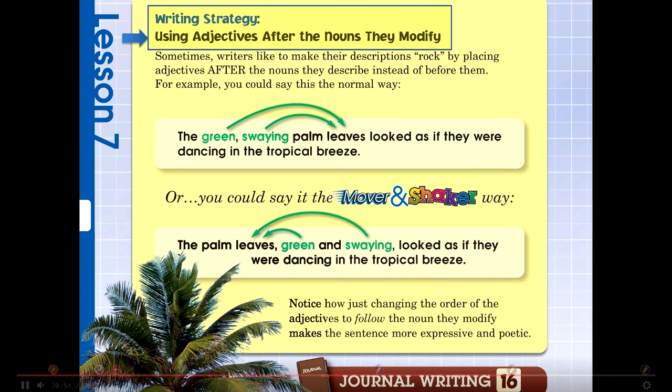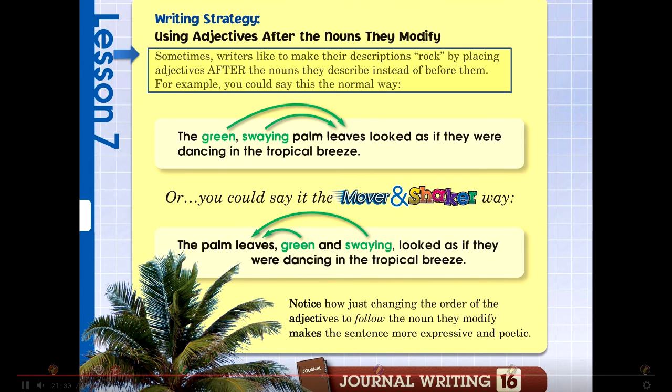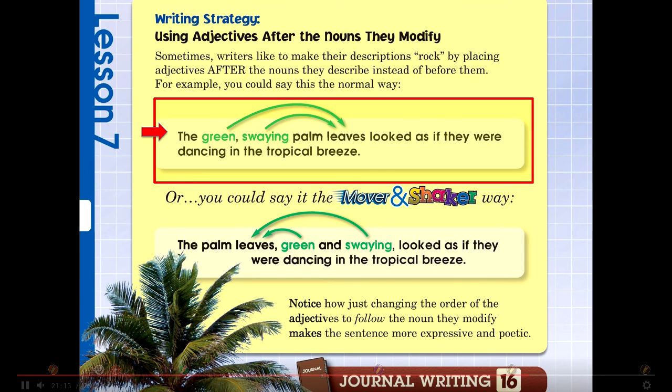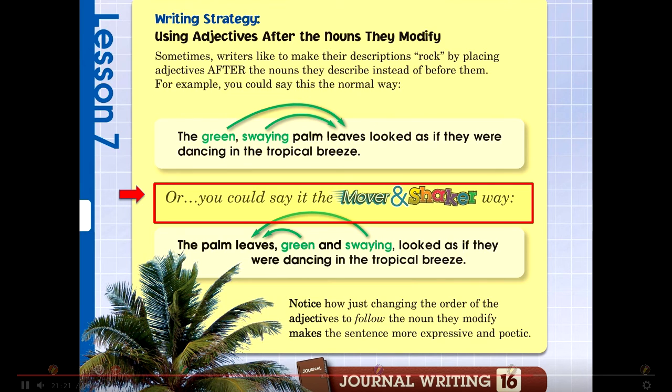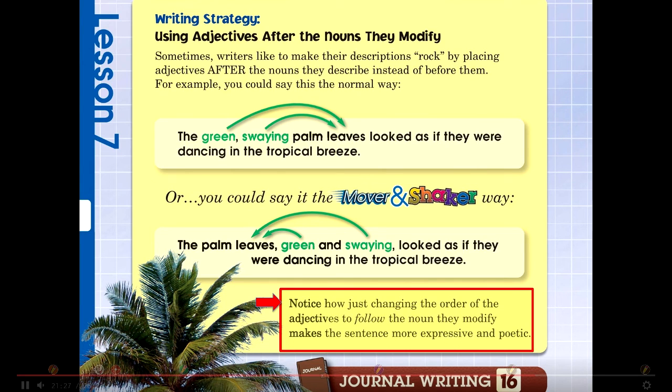Let's take a look at this writing strategy, using adjectives after the nouns they modify. Sometimes, writers like to make their descriptions rock by placing adjectives after the nouns they describe instead of before them. For example, you could say this the normal way. The green swaying palm leaves looked as if they were dancing in the tropical breeze. Or, you could say it the mover and shaker way. Notice how just changing the order of the adjectives to follow the noun they modify makes the sentence more expressive and poetic.